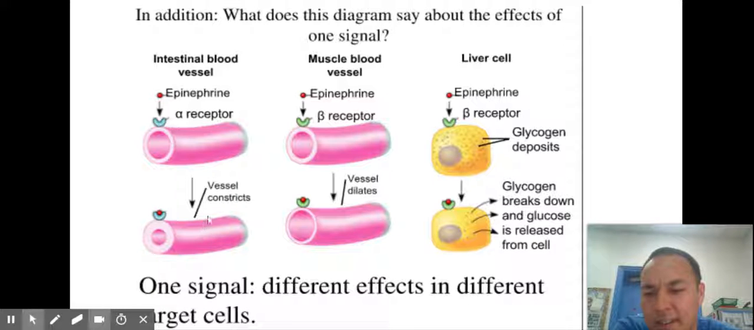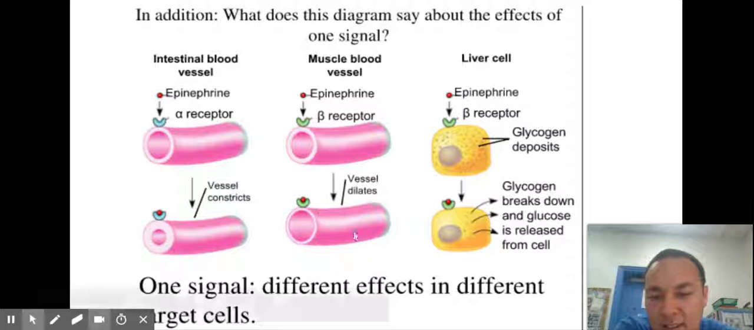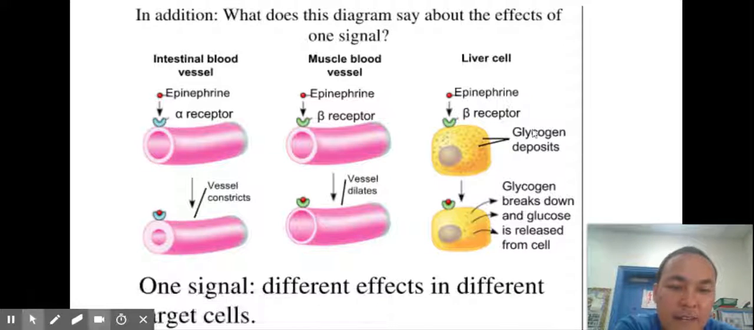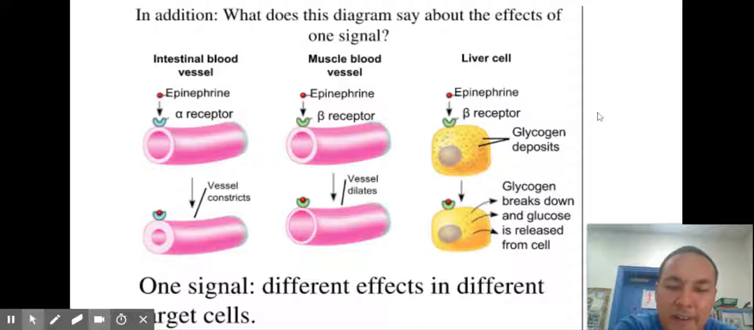So here the vessel constricts, right? It's pushing blood away from your intestines. And where is it going to? It's going to your muscles so that it can carry that glucose. So here the vessel dilates or gets larger. And in your liver cell, it's going to activate that glycogen phosphorylase to break it down into glucose. So one signal, different effects in different cells. It's pretty cool. Another example of regulation and emergent properties.